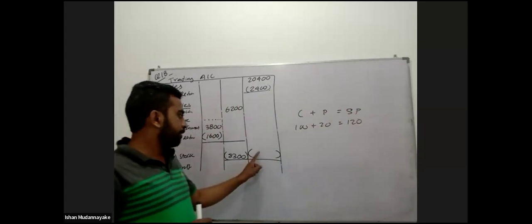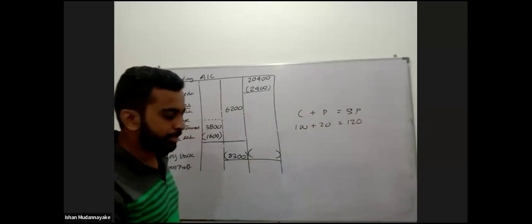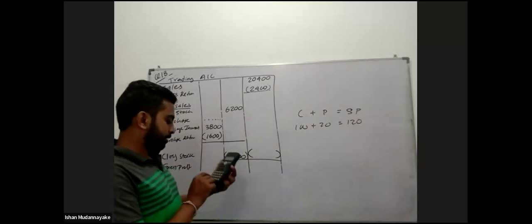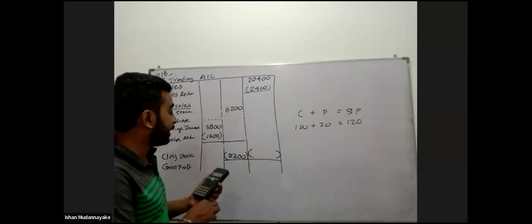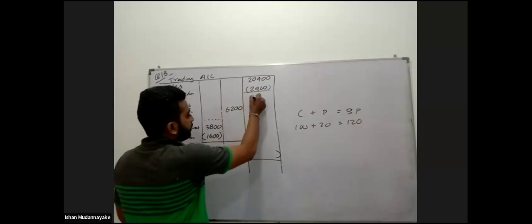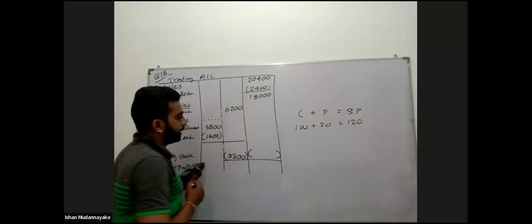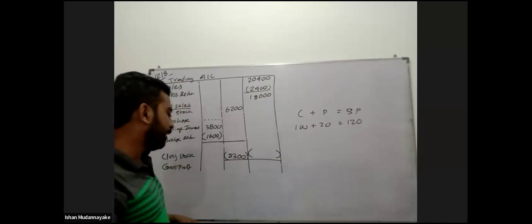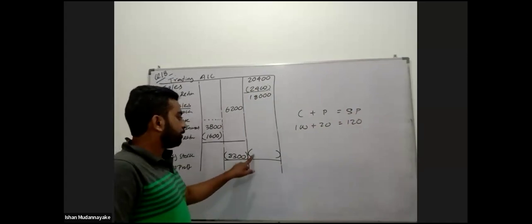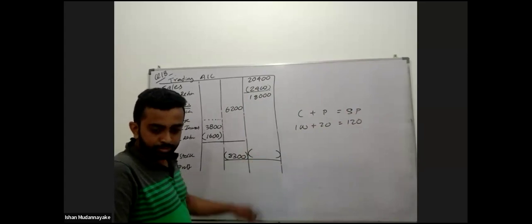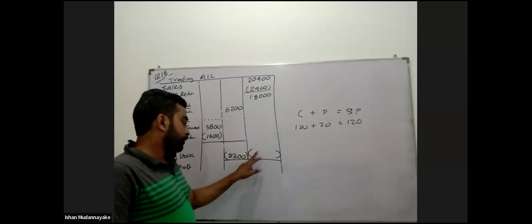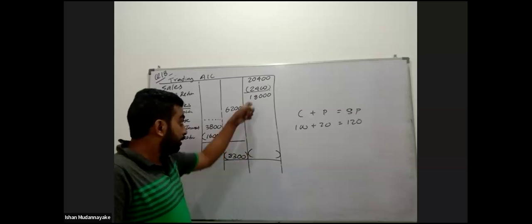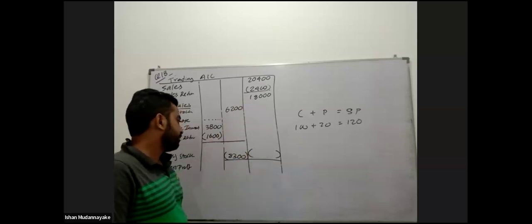Now you can calculate cost of sales of the business. Cost of sales is calculated based on the net sales. 20,400 minus 2,400. Net sales how much? 18,000. For the 18,000 net sales, you calculate cost of sales of the business.